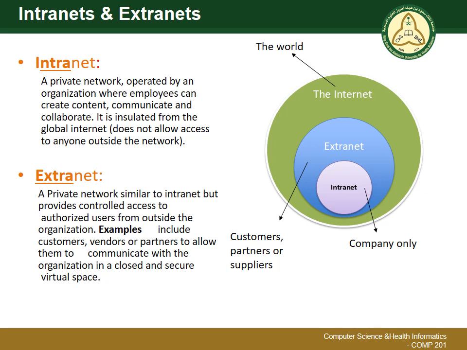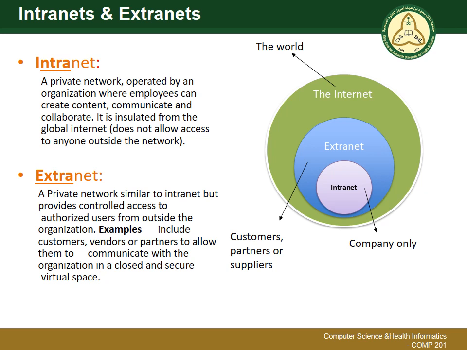The following figure shows the relationship between the internet, extranet, and intranet. The internet, we know, is a global network that can be accessed by anyone. Let's start with the intranet. An intranet is a private network operated by the organization where employees can create content, communicate, and collaborate. It is isolated from the global internet, and it doesn't allow access to anyone outside the network. So it is a local network operated by the organization. An extranet is a private network similar to the intranet, but provides controlled access to authorized users from outside the organization.